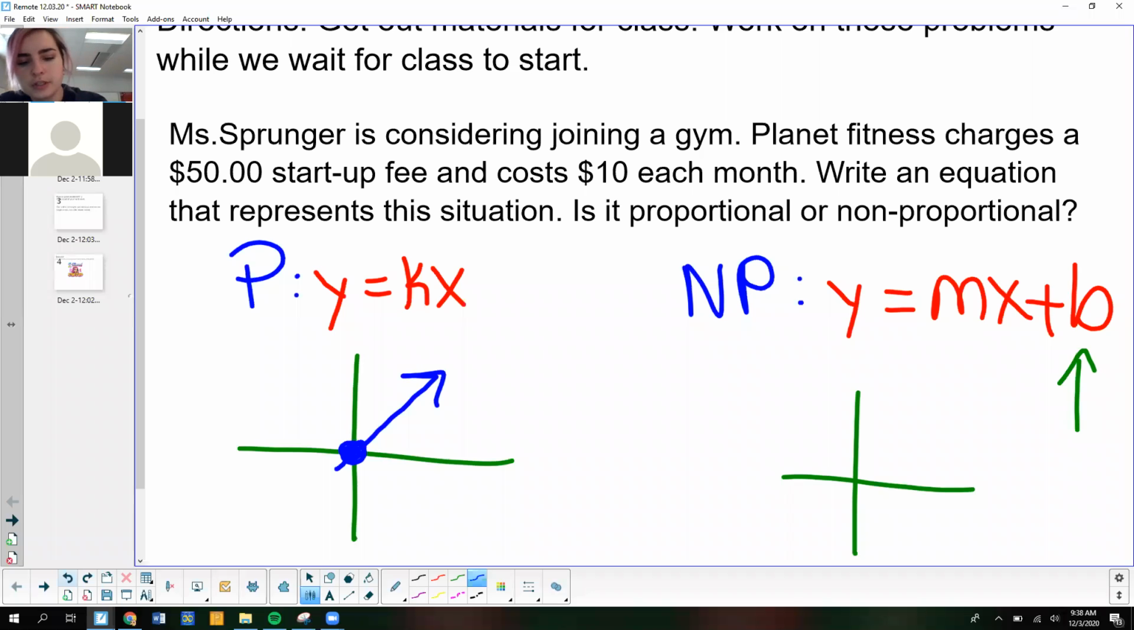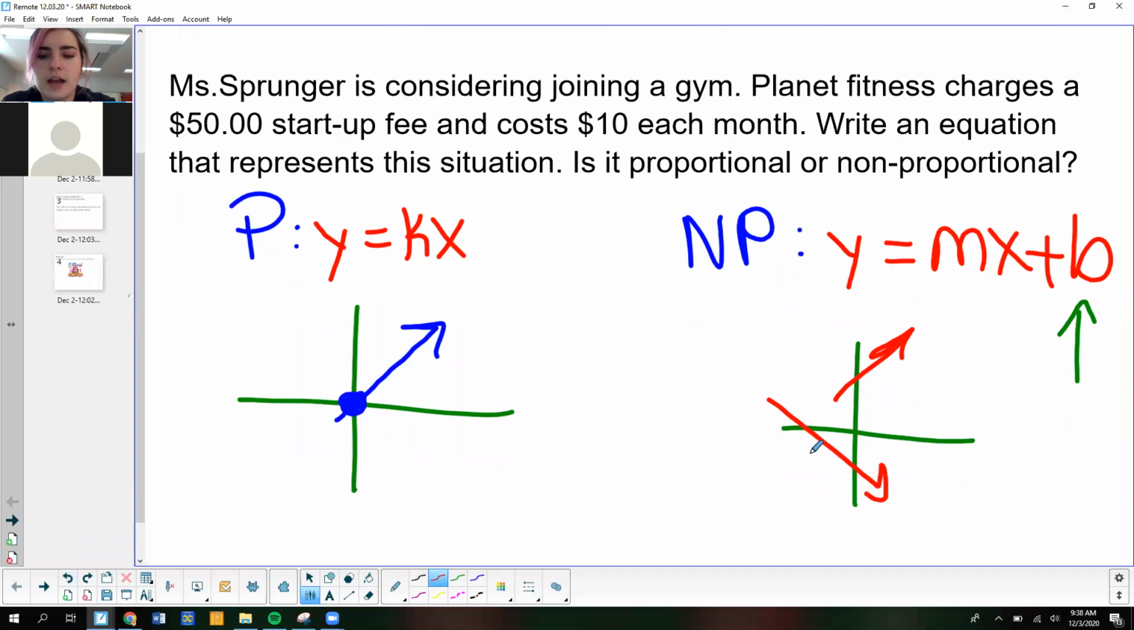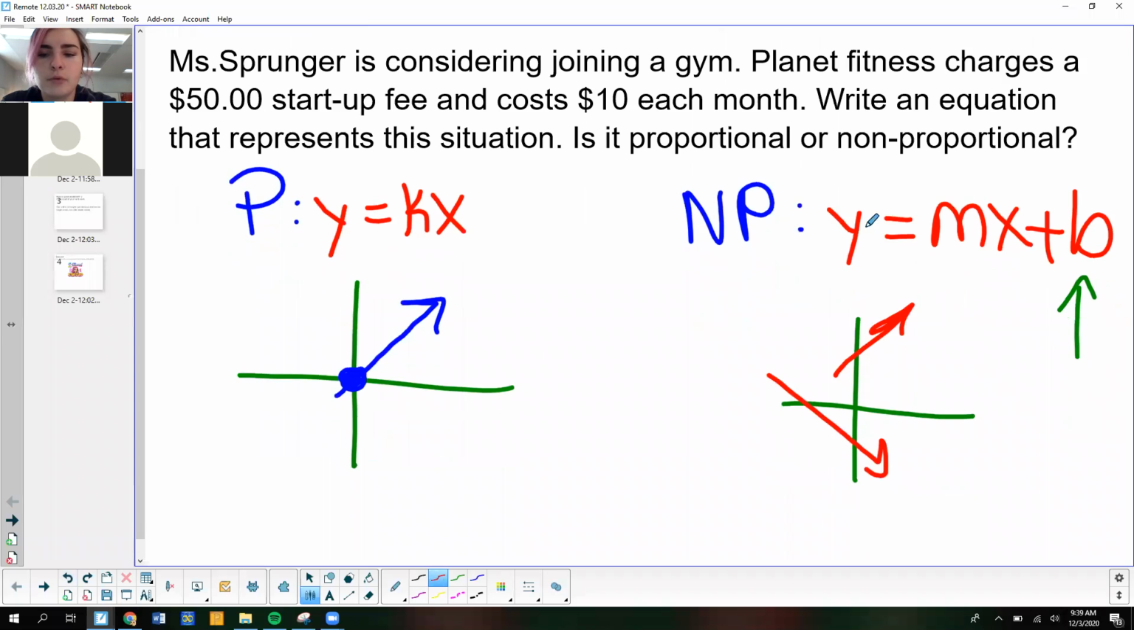And then with a non-proportional relationship, that's going to be something like this or something like this. That's typically where we have the equations that do not go through the origin. So if it goes through the origin, it's a straight line, it's proportional. Non-proportional does not go through the origin.